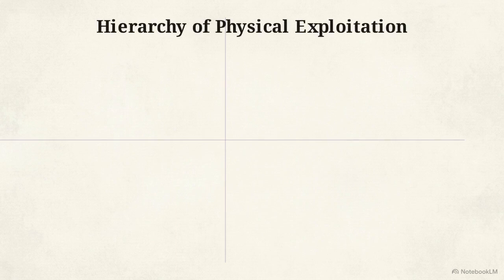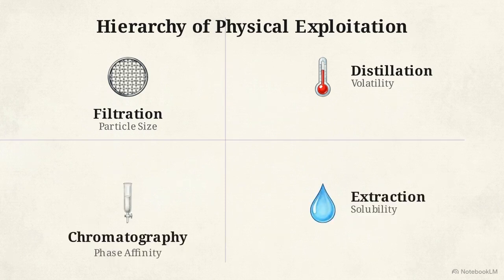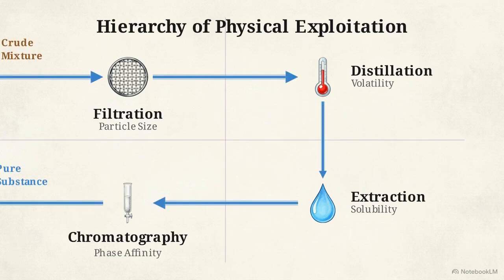We have built a complete hierarchy of physical exploitation. Filtration targets particle size. Distillation targets volatility. Extraction isolates by solubility. Chromatography separates by phase affinity. In practice, an industrial process cascades through these techniques, taking crude raw material through sequential purification steps.